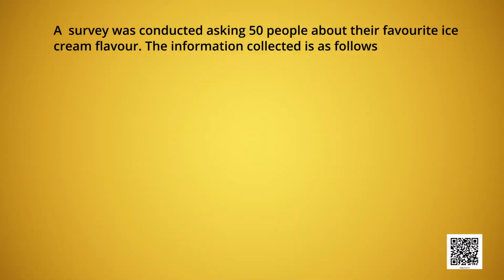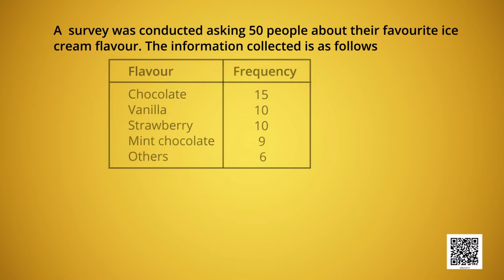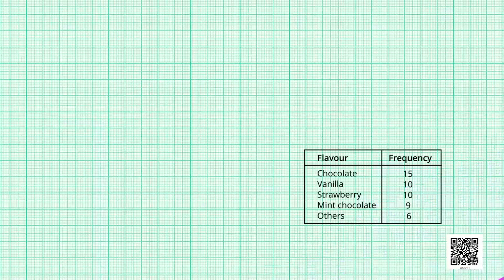A survey was conducted asking 50 people about their favorite ice cream flavor. The information collected is as follows. So you can see that different flavors have different frequencies. Chocolate is having 15, vanilla 10, strawberry 10, mint chocolate 9 and others 6. Now let us represent this graphically.